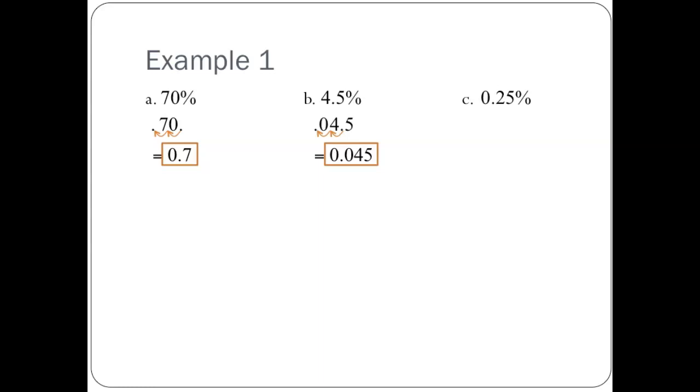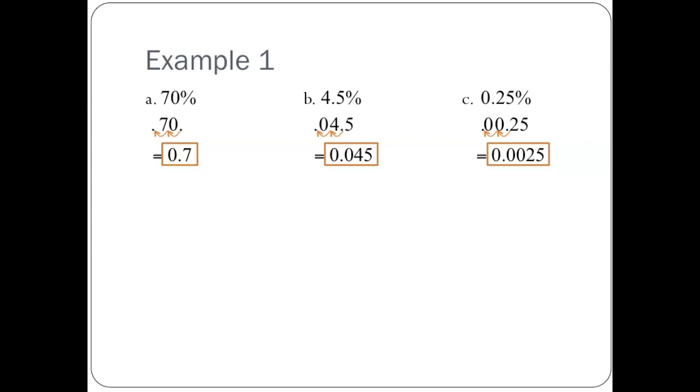All right, in the next one, we have 0.25%. So again, take off the percent symbol, and we'll move that decimal place 2 spaces to the left, 1, 2. And again, we have an empty space there. We'll put a 0 as a placeholder, so this will be 0.0025. So 0.0025 will be our answer here. All right, so that's converting from percents to decimals.